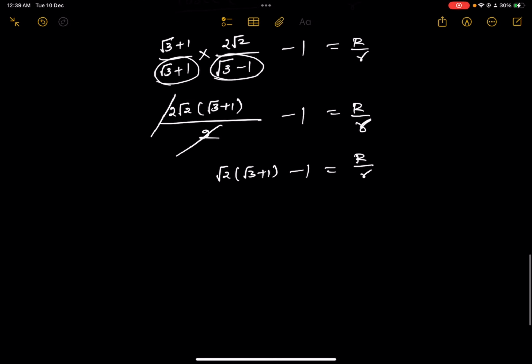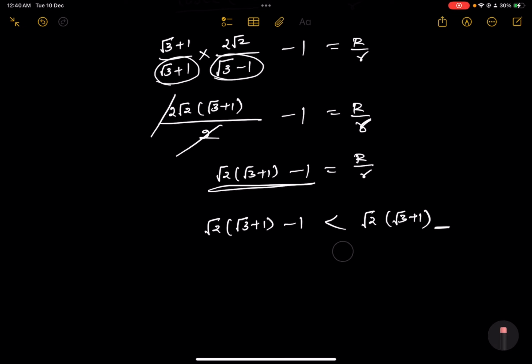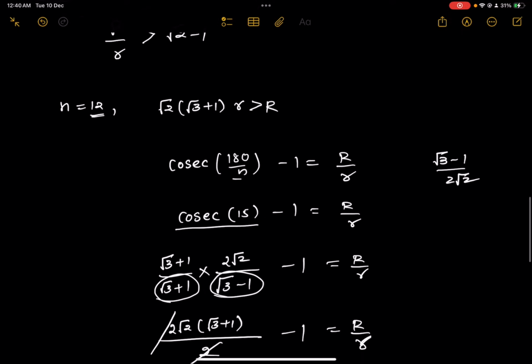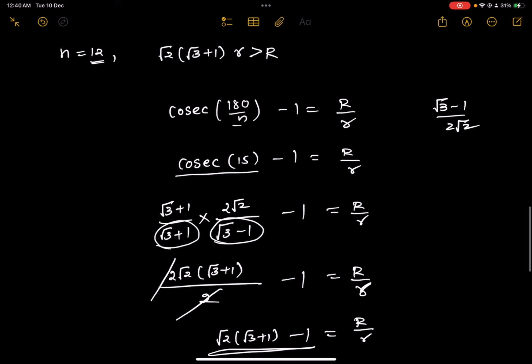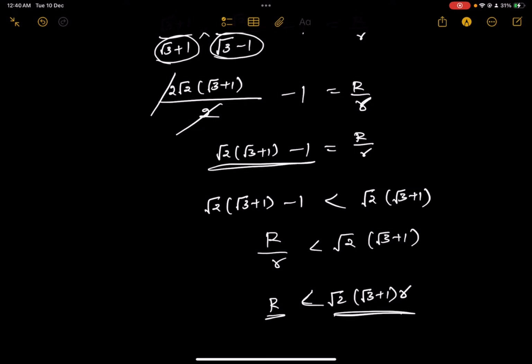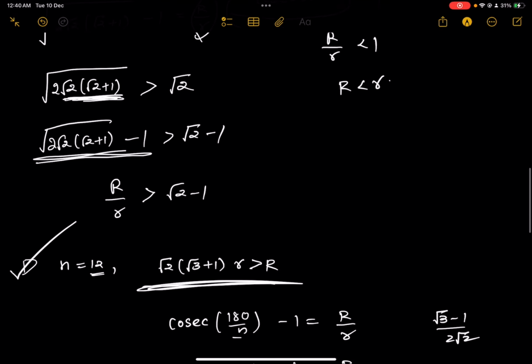Now this particular quantity, root 2 into root 3 plus 1 minus 1, is less than root 2 into root 3 plus 1. Correct? Here we have minus 1, here we don't have. So R upon r is less than root 2 into root 3 plus 1. So capital R is less than root 2 into root 3 plus 1 times small r. This is exactly what is given in the option: root 2 into root 3 plus 1 into small r is greater than capital R. So option D is also correct.